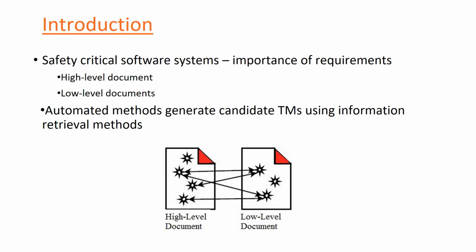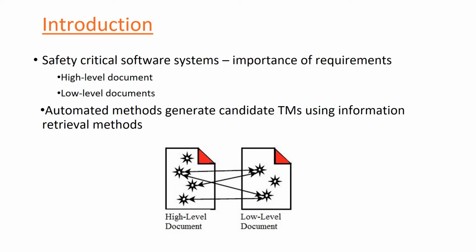It's extremely critical in safety-critical software, such as medical software, NASA space shuttle, or nuclear plant software, where they want to make sure that all the high-level requirements are implemented in the low-level documents. And how do we make sure of that? So we use requirements tracing.